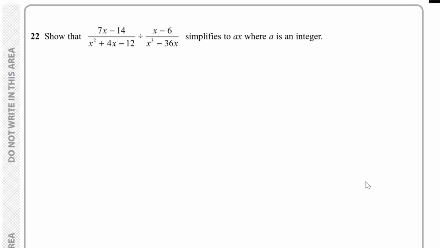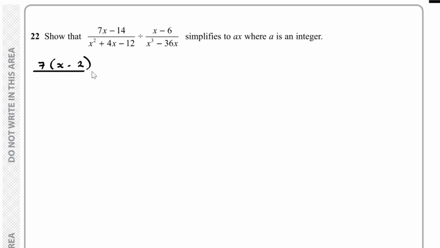Question 22, we have to show that 7x minus 14 over x squared plus 4x minus 12, divided by x minus 6 over x cubed minus 36x, simplifies to ax, where a is an integer. To do this question, let's factorize where we can. Considering 7x minus 14, we have 7 lots of x minus 2.